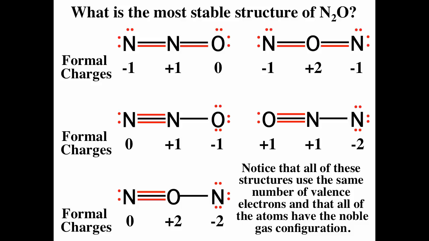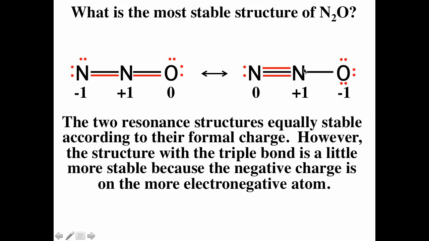And the other thing I should mention is that we not only want the one closest to 0, so we notice that these with 2 aren't going to be good, and so that leaves us these 2. And so how do we differentiate between these two structures? Well, you want the more electronegative atom to have the negative formal charge. So oxygen is more electronegative than nitrogen, and so that tells you that the structure on the right should be a little bit more stable because the negative formal charge is on the most electronegative atom.